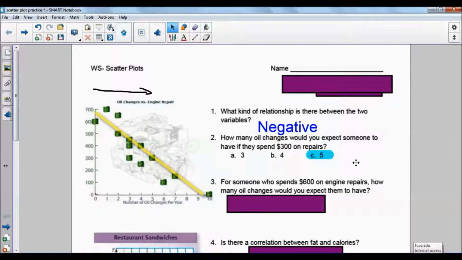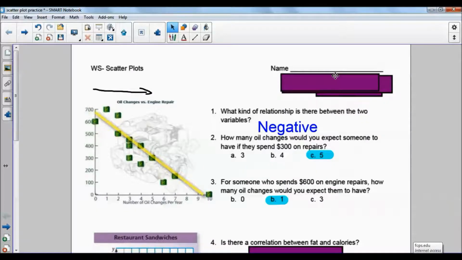For someone who spends $600 on engine repairs, how many oil changes would you expect them to have? Well, if we look at $600 and come across to our line of best fit and look down, we would only be at about 1 oil change per year. There is a data point on here that has 0 and goes to 600, but we wouldn't pick 0 because we are talking about what we expect, not actually what the data shows. So to find what we expect, we're going to look at our line of best fit, not the individual data points.